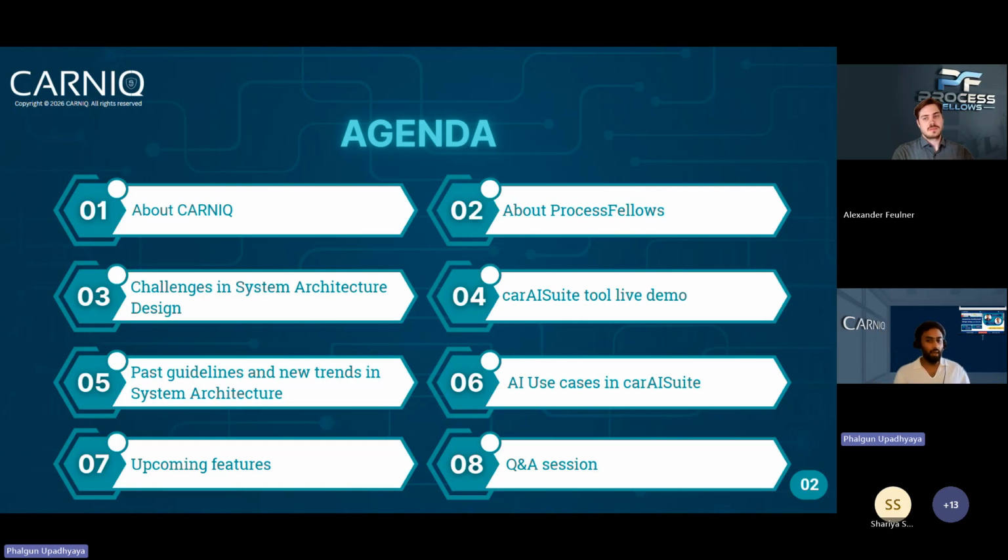And then we do a bit of back and forth between the demo and the theory. This is where we'll look into the tool, we'll see the demo, and we'll also go back and look at some of the details about system architecture, the theoretical aspects, and maybe some of the use cases covered by AI, and finally some upcoming features for this particular tool, and then we jump into the Q&A session.